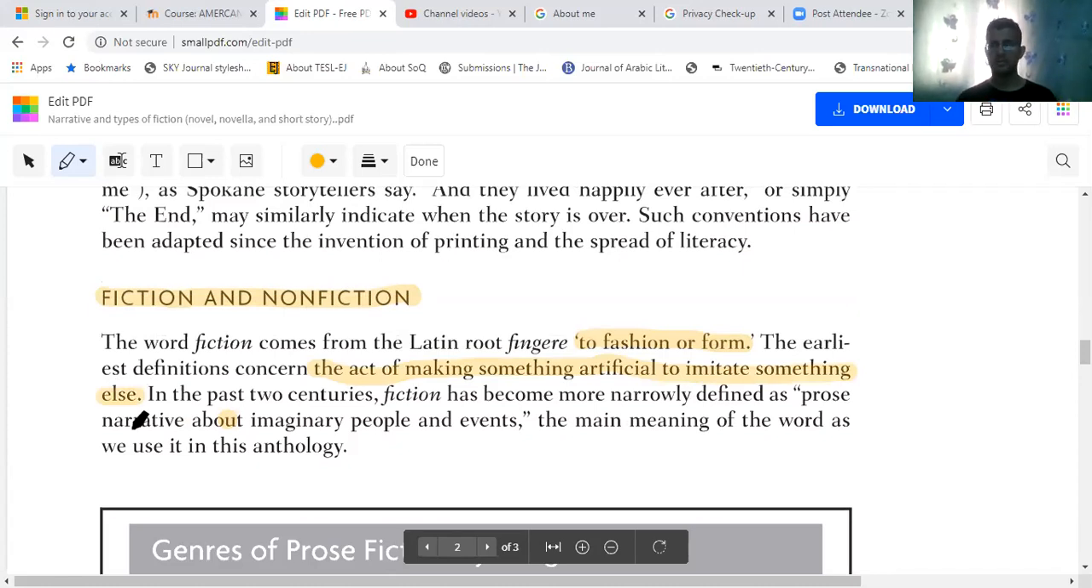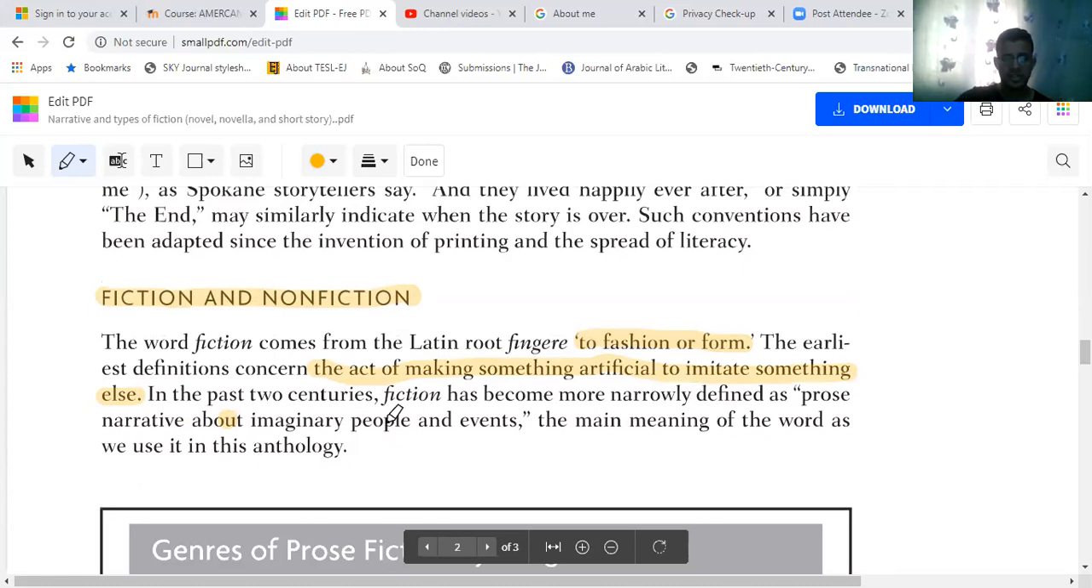Like, for example, when you write something, you imitate life. You create people, you create a city, you create nature. Everything is fictional, and you create it as an imitation or an artificial thing for external life.